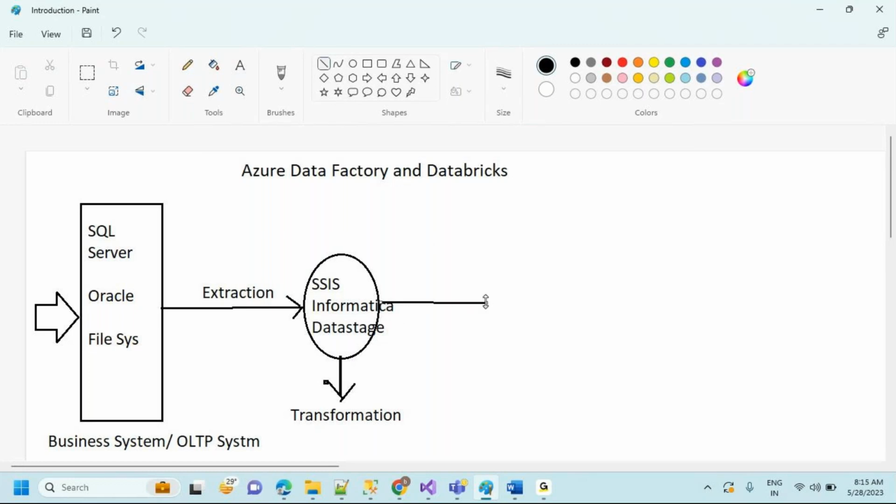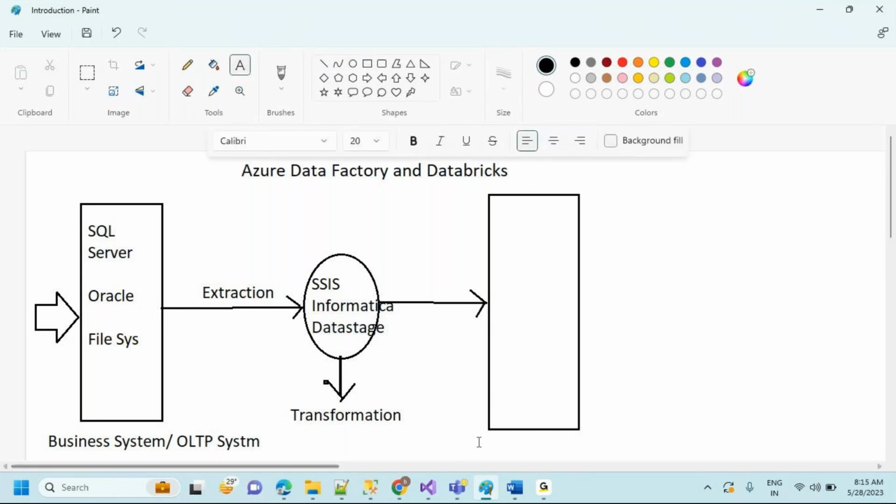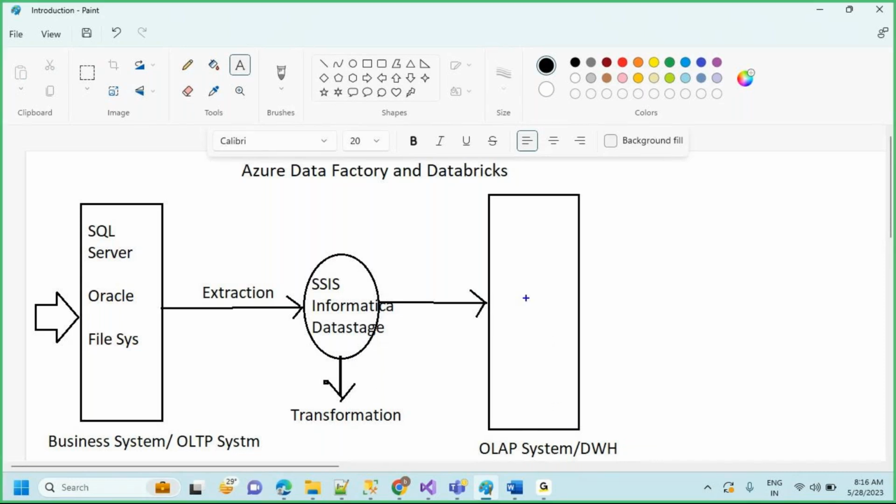And then it is going to load the data into the destination. Your destination is your data warehouse, or we can say OLAP system, or DWH. Your final target is the data warehouse. So we never store directly into the data warehouse. In between that, you will be having staging. We'll talk about it a little later.